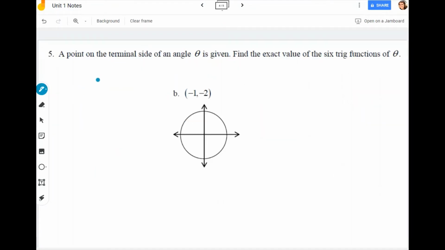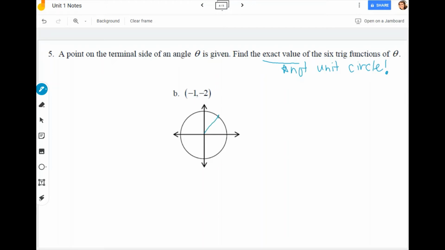So as we just saw, we're looking at finding trig values for points that are not on the unit circle. So let's look at this example. A point on the terminal side of angle theta is given. Find the exact value of the 6 trig functions of theta. So there's no mention of the unit circle here. Exact value is also a giveaway that this is not necessarily a unit circle. So not the unit circle. And because of that, we need to go ahead and verify using the Pythagorean theorem to find what that radius value is going to be.